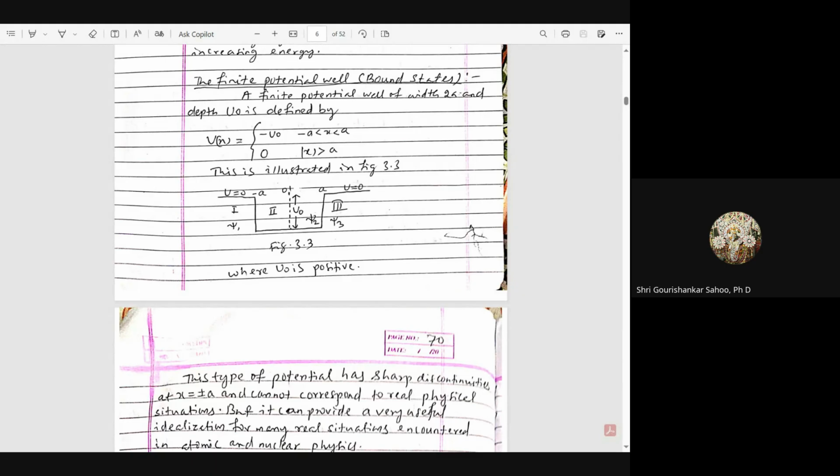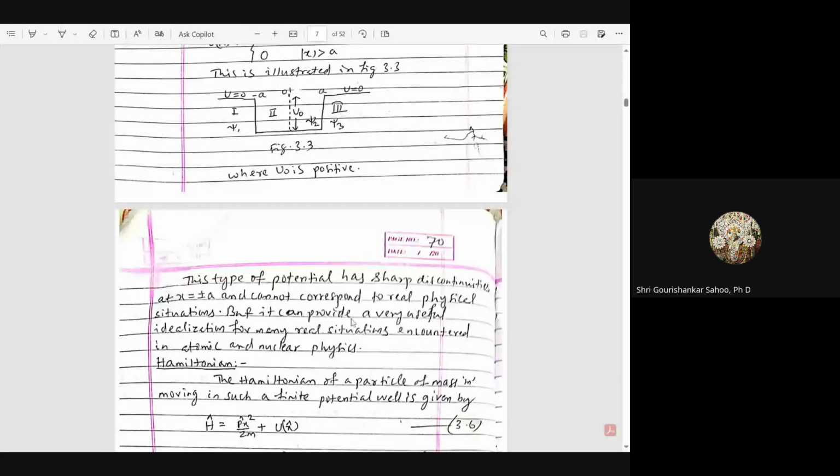So there are three regions, 1, 2 and 3. In 1, U is 0, in 3, U is 0, and in region 2, U is minus U0, where U0 is positive. This type of potential has sharp discontinuities at x equals plus minus a, at the transitions between regions 1 and 2 and 2 and 3. This cannot correspond to a real physical situation, but it provides a very useful idealization of many real situations encountered in atomic and nuclear physics.